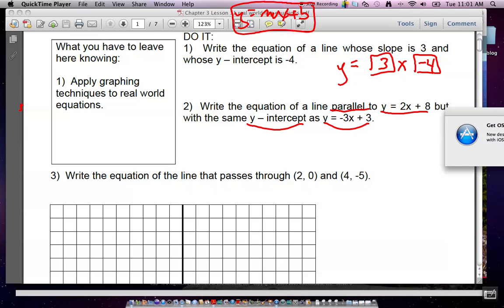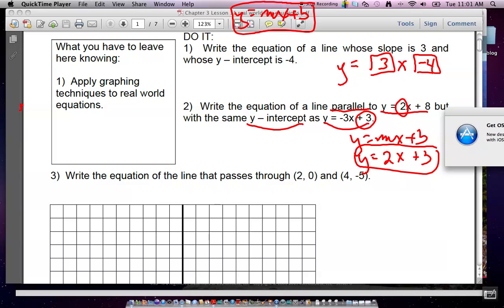So, in this case, since the slope is the same, I know that my slope has to be 2. But it says it has the same y-intercept as this guy. What's the y-intercept of the second guy? 3. So I'm going to get y = mx + b. And what's the m, everybody? 2. And what's the y-intercept? 3. So my answer is y = 2x + 3.